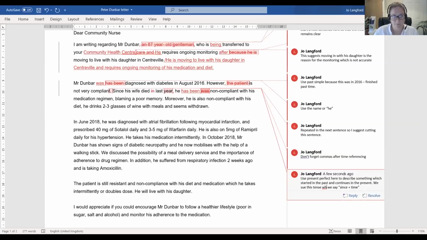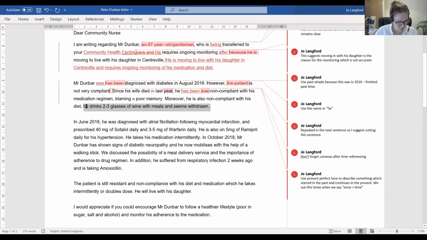Okay, so he has been non-compliant with his medication regimen, blaming poor memory. Memory is uncountable. Moreover, he is non-compliant with his diet. He drinks 2 to 3 glasses of wine with meals and seems withdrawn. Well, this is not related to his diet.